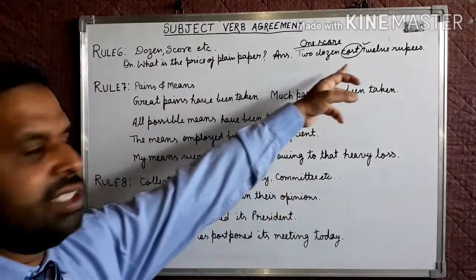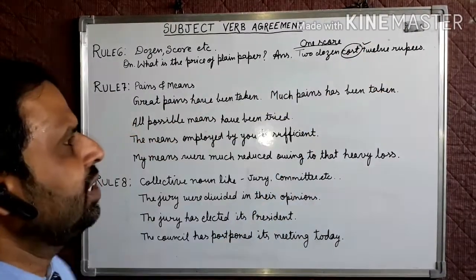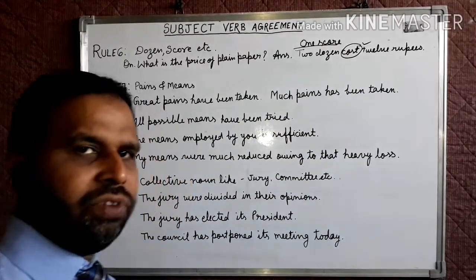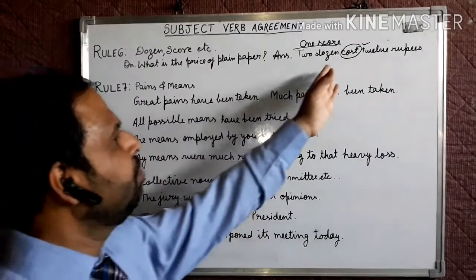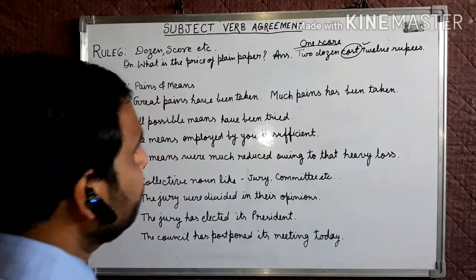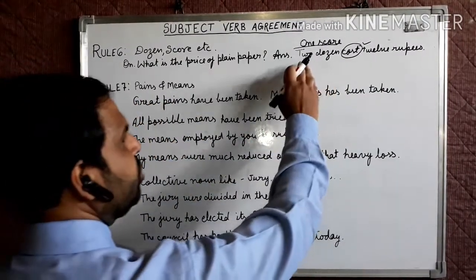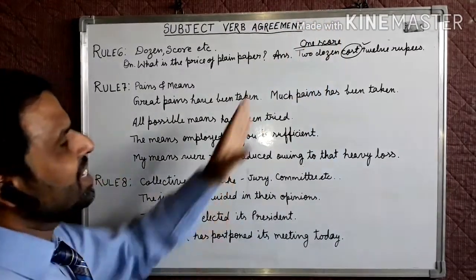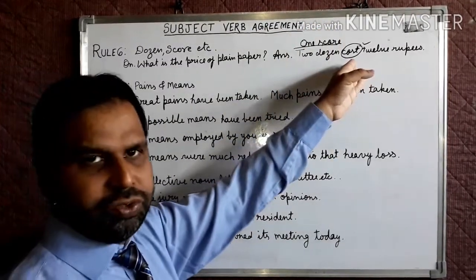It is present indefinite, and in present indefinite we use V1, the first form of the verb, with plural subjects. Here you can see 2, but now I have used 1 score. The same plural verb will be used here.